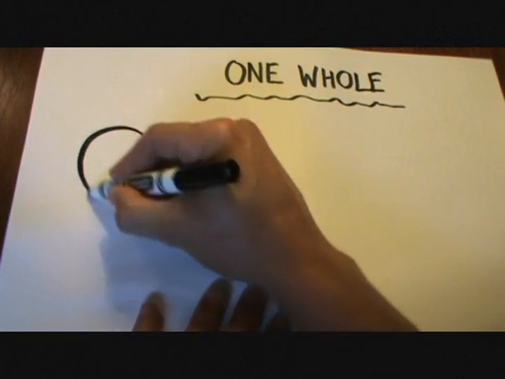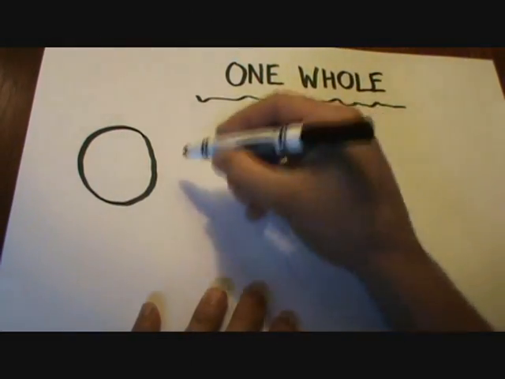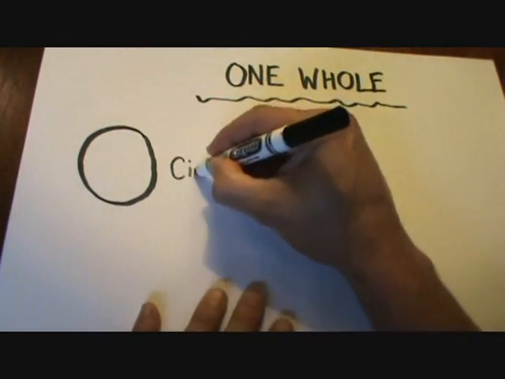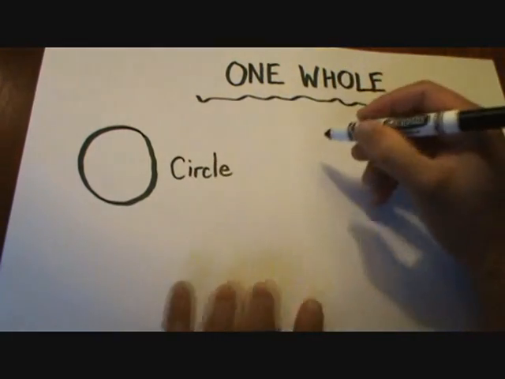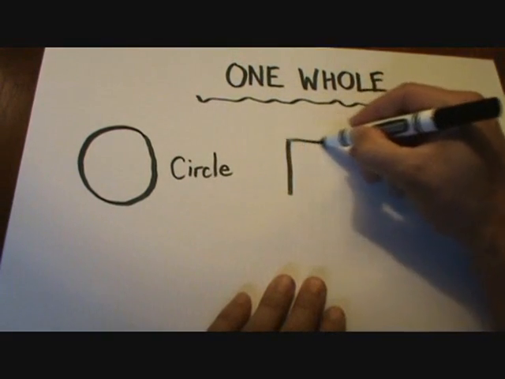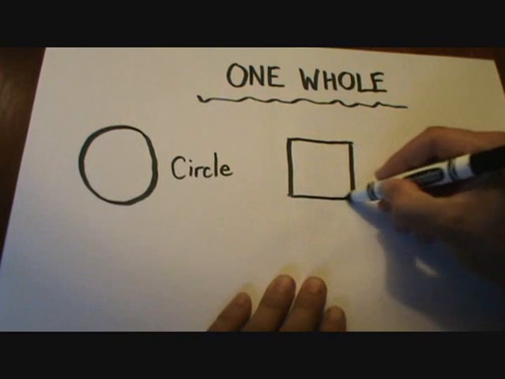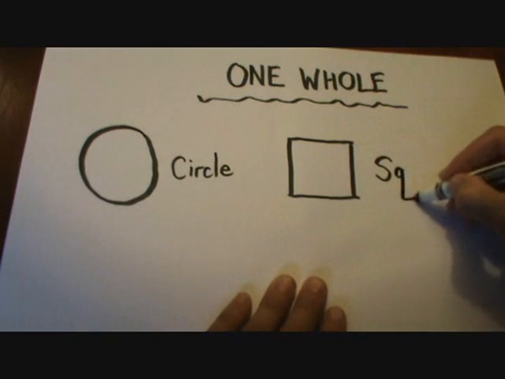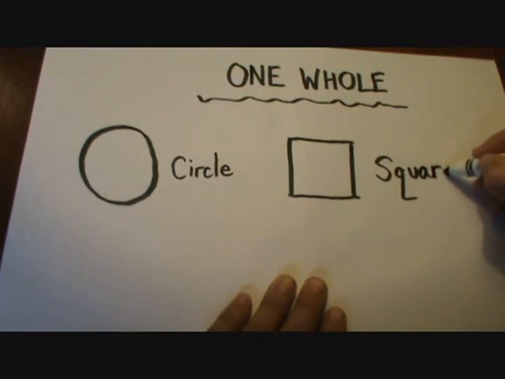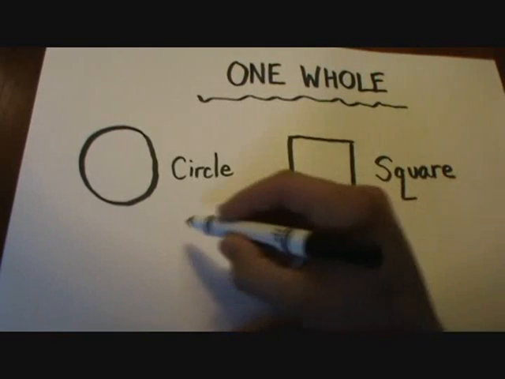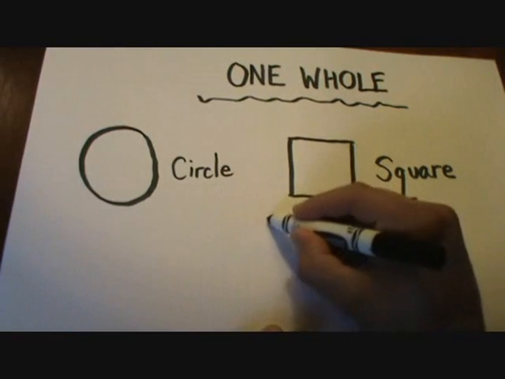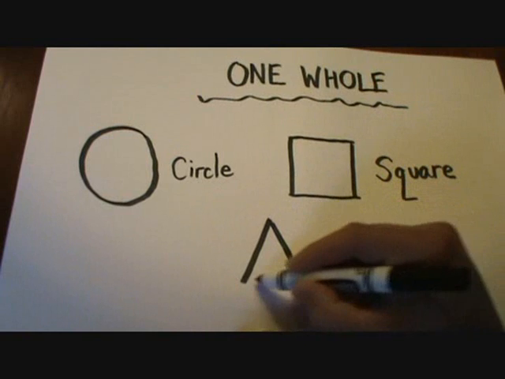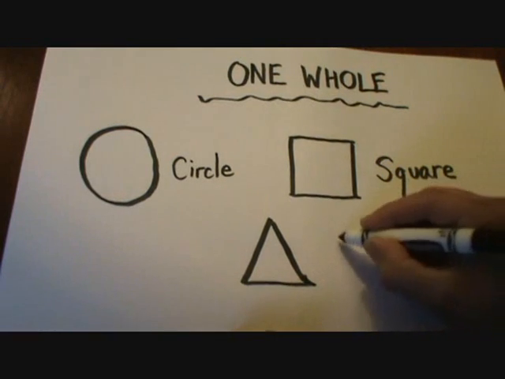The video we're going to be looking at today is about one whole. And one whole is one of the most important things students need to understand when we come to mathematics. You can represent one whole in a number of ways. You can represent it as a circle, a square, or a triangle. You can draw a visual representation of one whole any way you want.